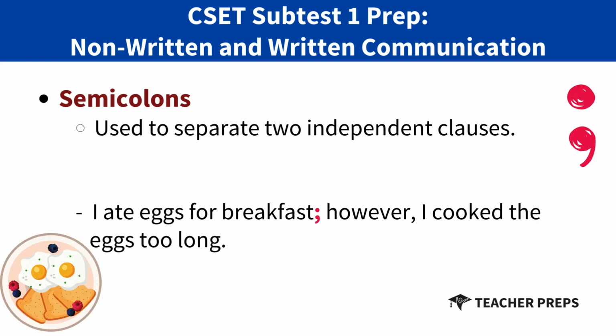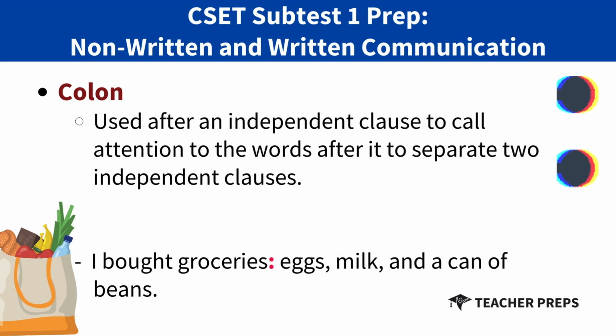Now, semicolons, however, are used to separate two independent clauses. For example, I ate eggs for breakfast; however, I cooked the eggs too long. Now, a colon, on the other hand, is used after an independent clause to call attention to the words after it. So, for example, I bought groceries: eggs, milk, and a can of beans.